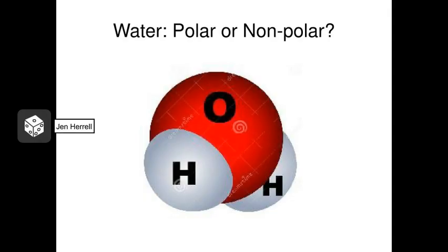Even though water is a very small molecule, it actually behaves in some really unique and interesting ways. And those properties come from the shape of the molecule. So I want you to think about this. Remember what you learned in the last chapter. Is water made of polar covalent bonds or nonpolar covalent bonds? Is it a polar molecule or a nonpolar molecule? And why?